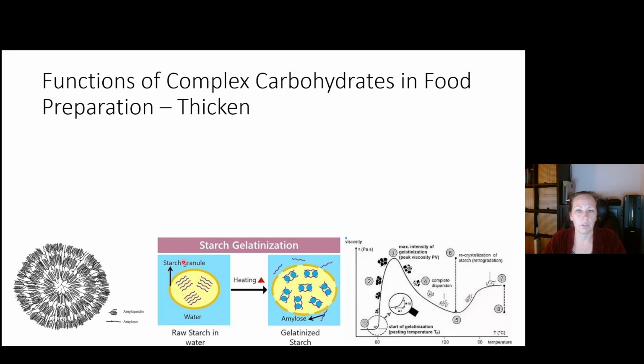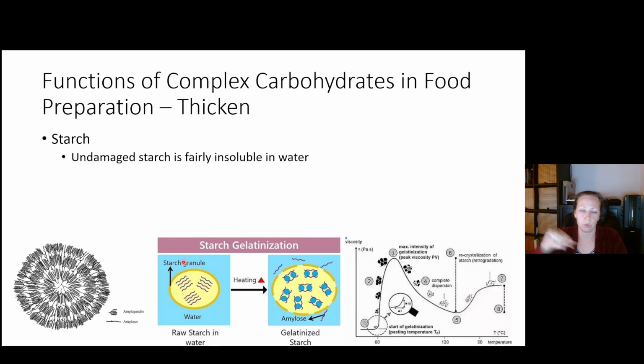Third function of complex carbohydrates is thickening. So again, we'll start with starch. And so undamaged starch is fairly insoluble in water. So you add cornstarch to water and you might get it to mix, but then you let it sit and it settles down to the bottom, right? So it's not very soluble in water.